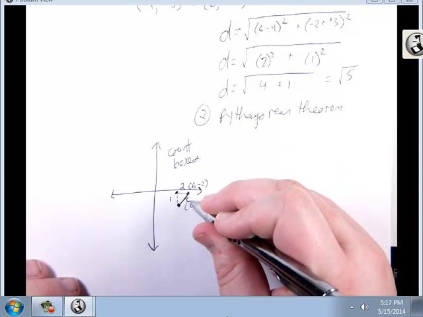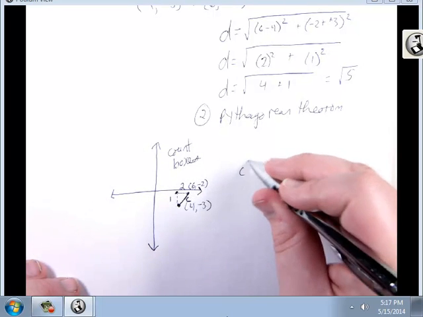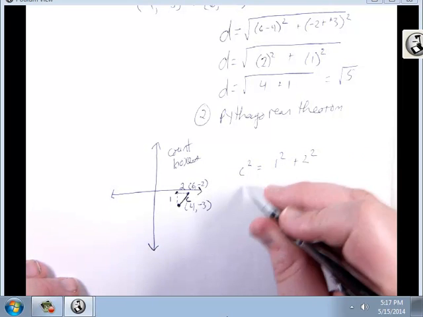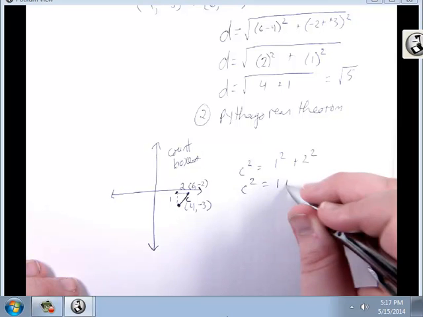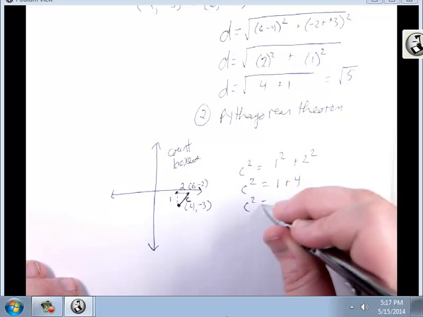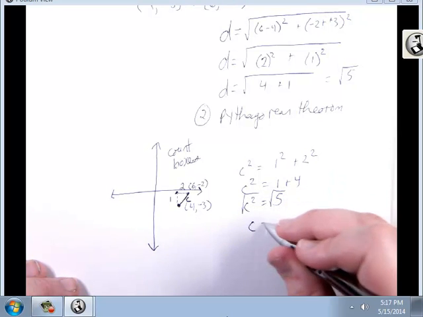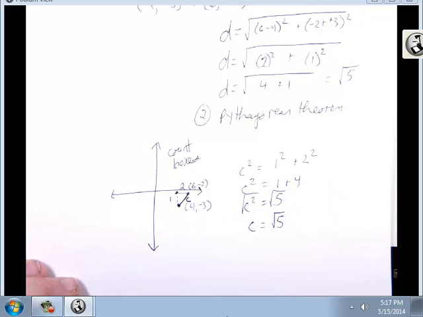C squared equals 1 squared plus 2 squared. C squared equals 1 plus 4. And I just do this. Same answer either way. So it does not matter which way you do it. You will get the same answer either way. So we're going to do another example of this one.